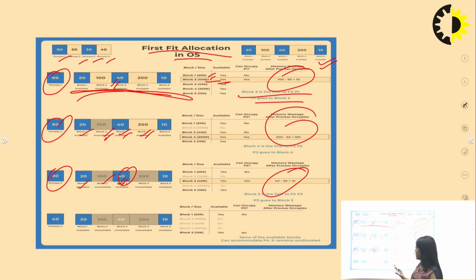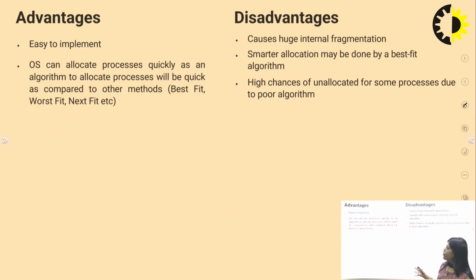After that, process 40 arrives. 20 is available, but it cannot be accommodated in that block. 100, 40 and 200 are not available. None of the available blocks can accommodate it, so process 4 of size 40 remains unallocated. So this is the first fit algorithm.